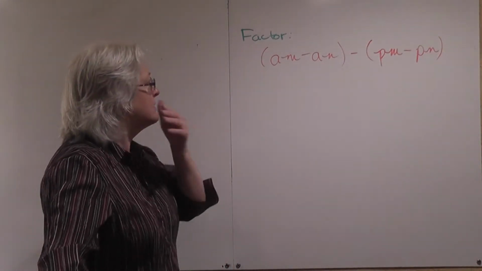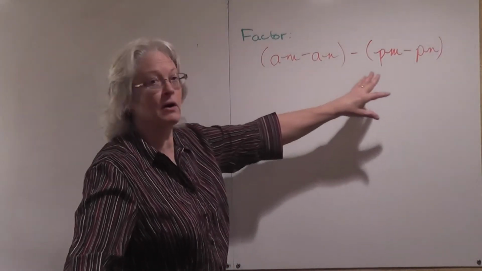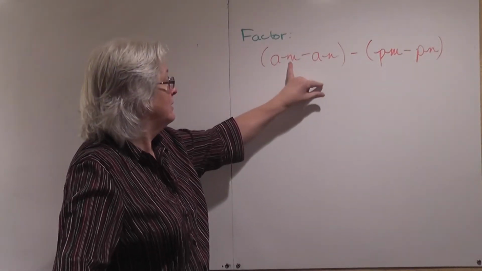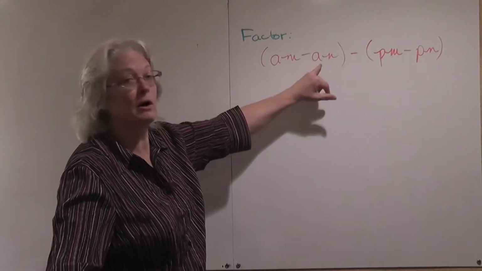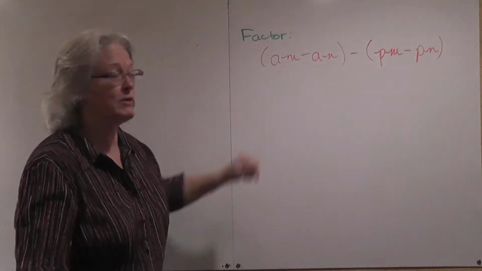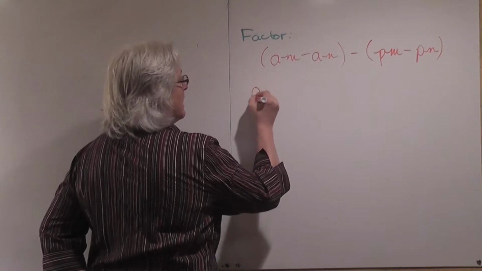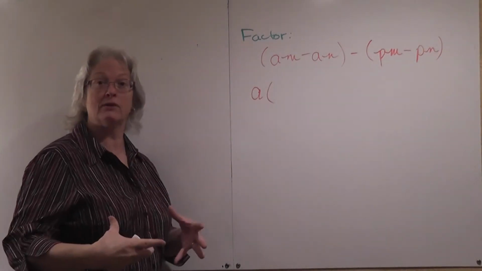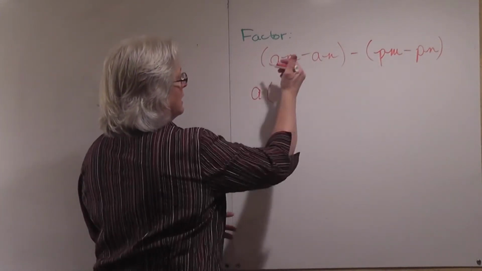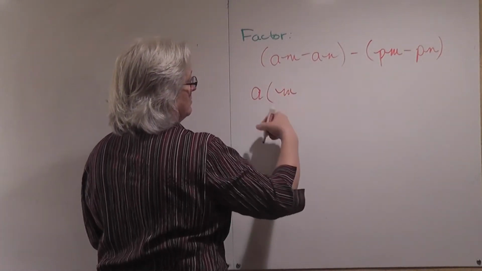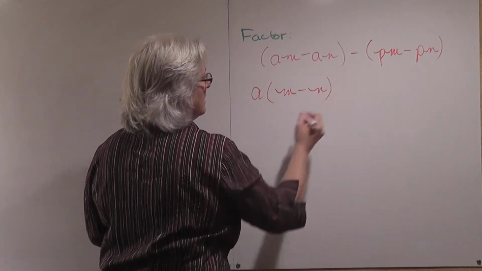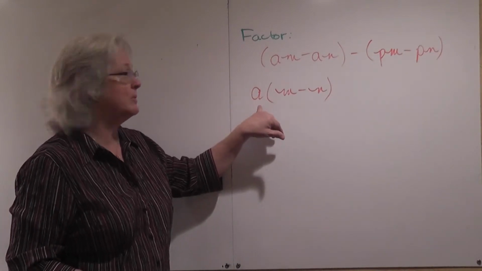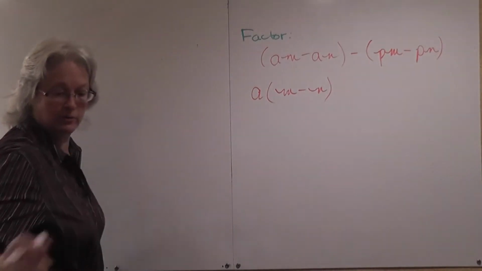Now we're going to look here and say, okay, what do I have in common? Let's look here in this first binomial. I have an a in common, so I'll factor the a times, what do I have remaining when I factor out the a? I have a factor of m minus n. That's what I have remaining when I've removed a common monomial factor.